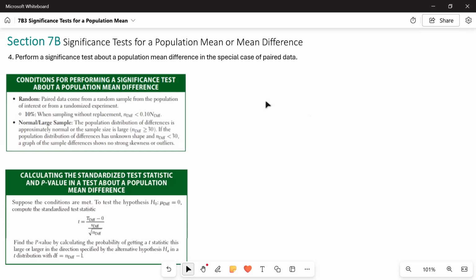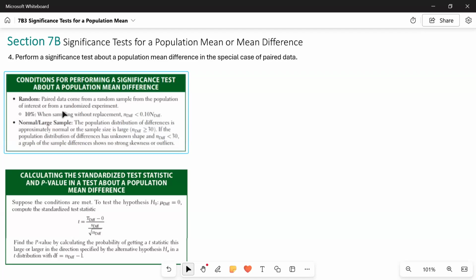So here are the conditions. They're the same as for confidence intervals. Conditions for performing a significance test about a population mean difference: the paired data have to come from a random sample of a population of interest or a randomized experiment. Again, when you're sampling without replacement, the 10% condition has to be satisfied, and the normal large sample condition.